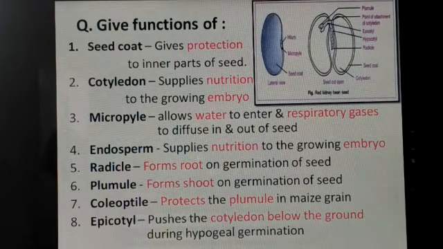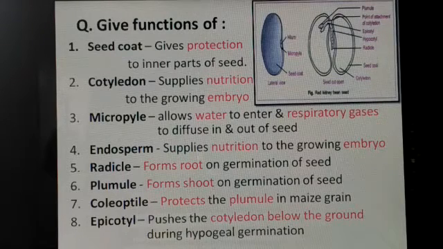However, it is a dicotyledonous seed. Endosperm we had discussed in the maize grain. So let's start. The first one is seed coat. Now, one more thing before I start with the answers. I have given some words and phrases in red. Red means these are keywords. These are very important for your answer.